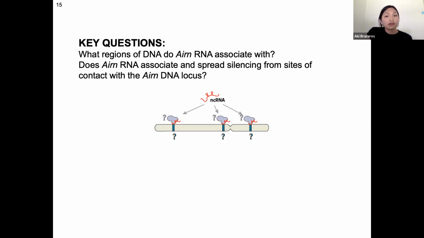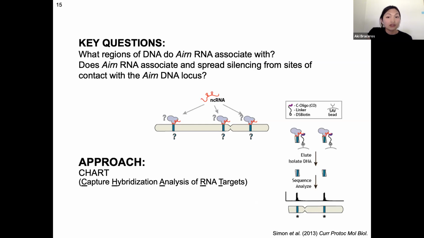To address this, we pursued a method called CHART, which essentially works like ChIP, except it uses complementary oligonucleotides and biotin-streptavidin chemistry to fish out your RNA of interest and the associated chromatin. And then you can just isolate the DNA from that chromatin and analyze it as you would for ChIP, like ChIP-seq.